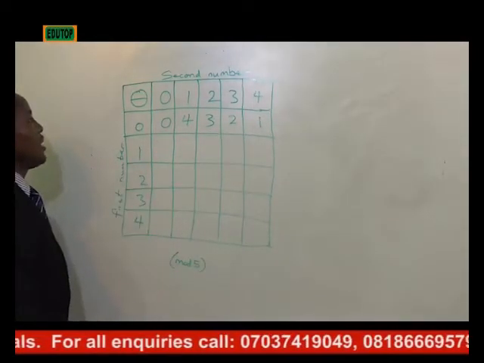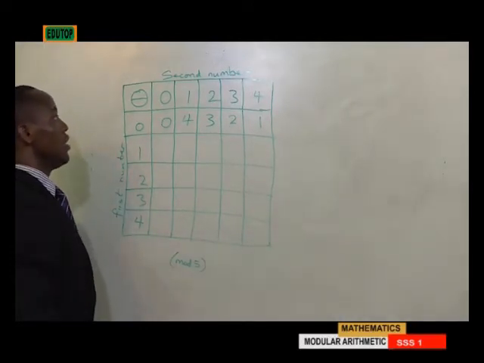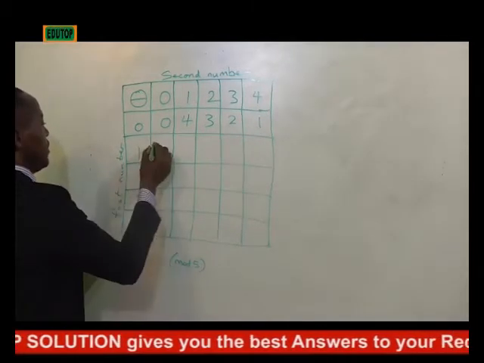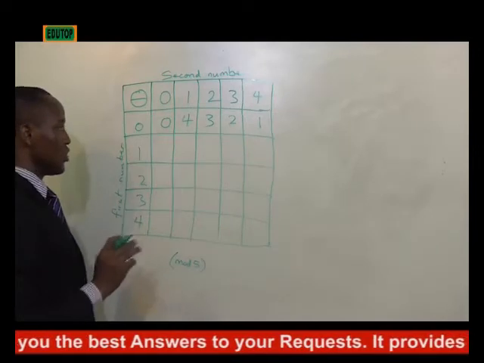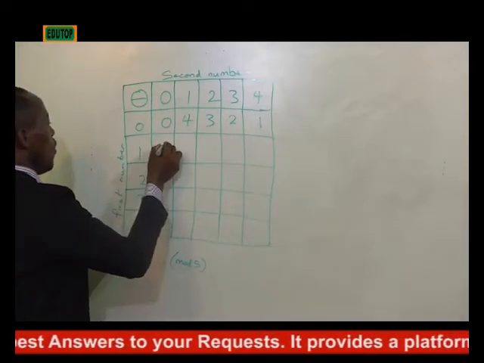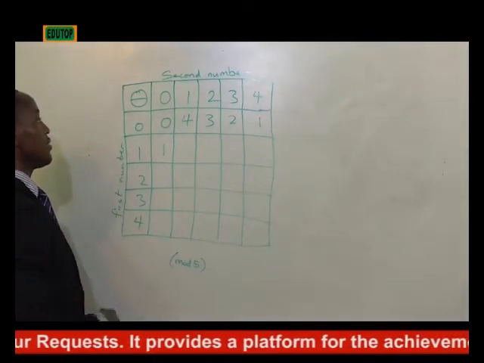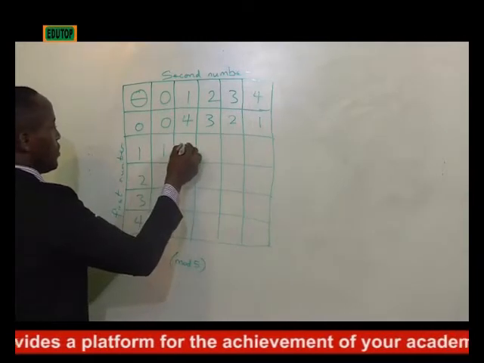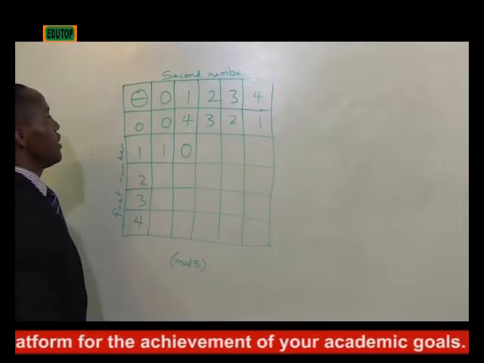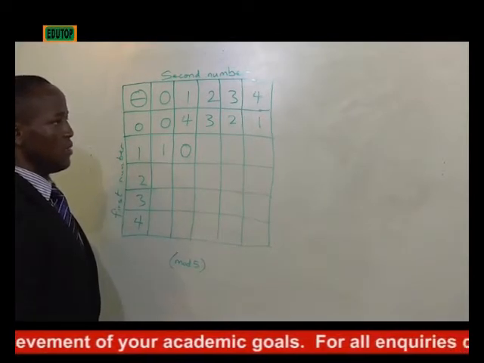Here, 1 minus 0 is 1. That is positive. The number is positive, it's still not up to 5. So we'll take any positive number, we'll write it like that once it is not up to 5. So we have 1. 1 plus 1 is 2, not yet up to 5. 1 minus 1 is 0. It's not yet a negative number. 1 minus 2 is minus 1.